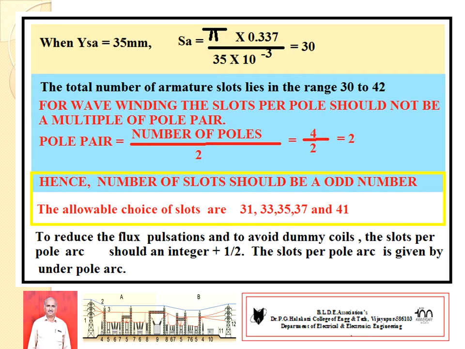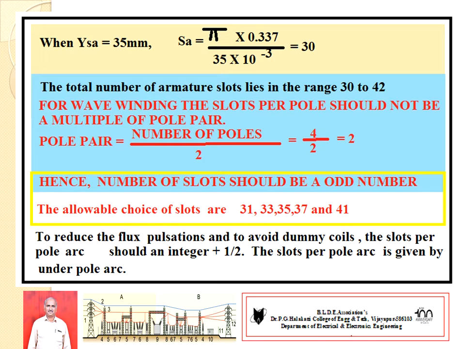In similar fashion, when slot pitch equal to 35 mm, calculate the total number of slots. It comes around 30. So now we have the logic. We have the minimum value of slots and maximum value of slots. Hence, the selection of armature slots lies in between the range of 30 to 42.